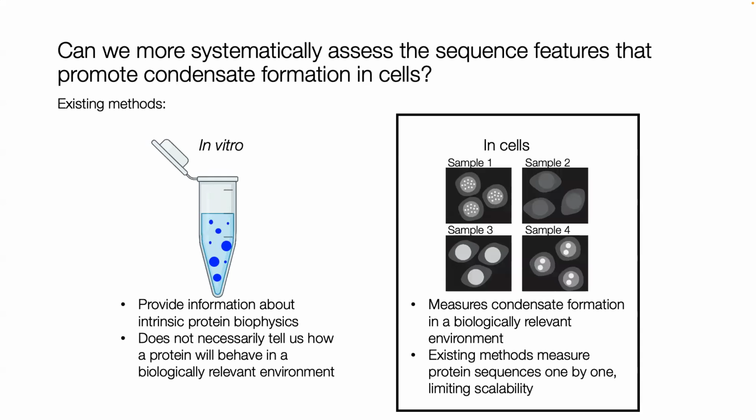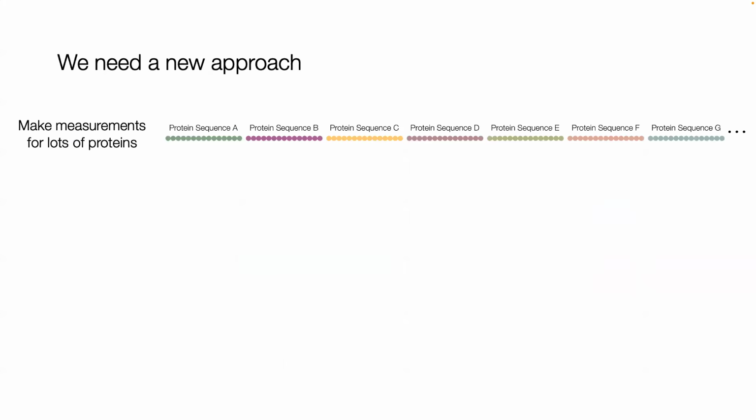To do that, we like to make measurements inside of cells. This has the advantage that it tells you something about what happens in a biologically relevant environment, but existing methods to measure condensate formation in cells measure protein sequences one by one. If you're measuring sequences one by one, you can see why all those previous studies were focusing on one protein and looking just at a few variants. This really limits scalability.